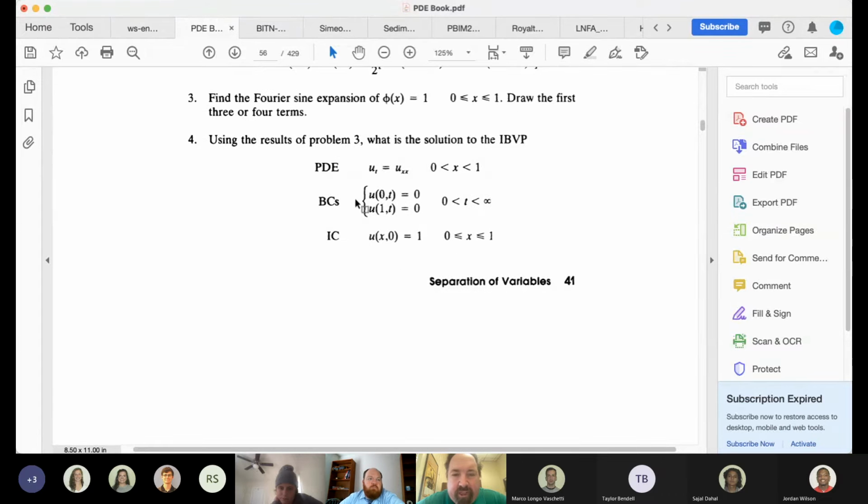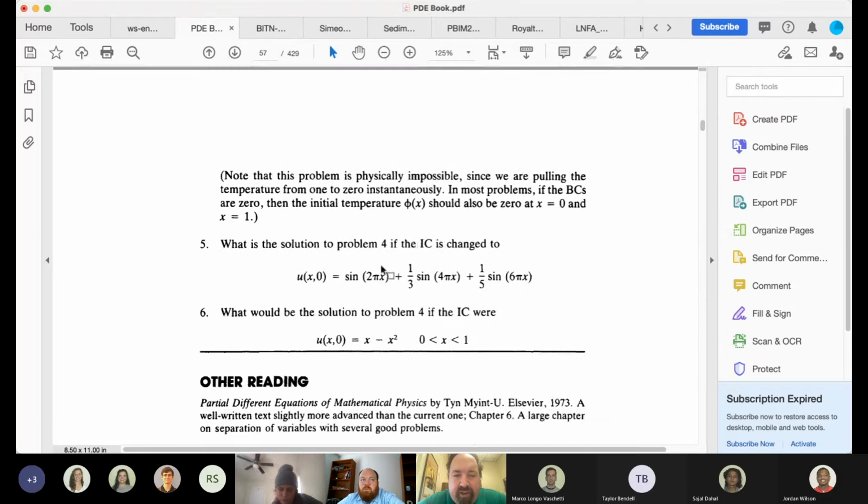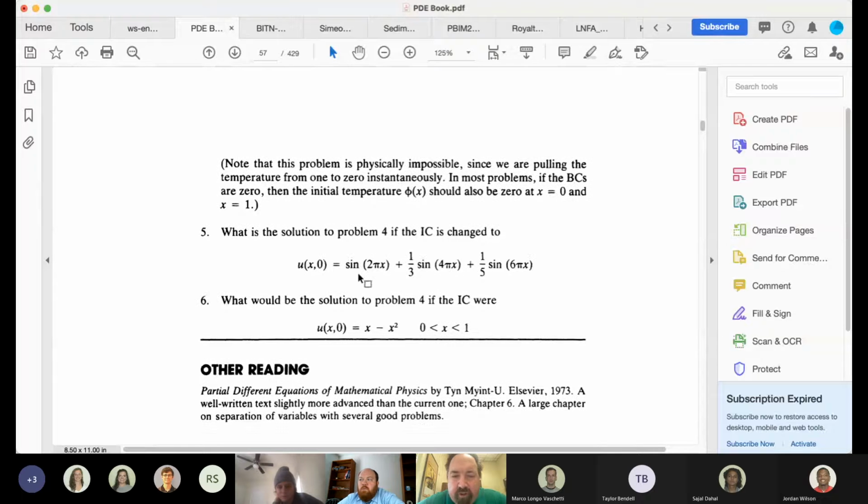Now, if you look at the boundary conditions here, the solution U is set to be 0 at the boundary points. So your solution is a linear combination of these functions, sine n pi x, that we've seen in certain examples. Now, in problem 5, your initial data is already a linear combination of functions of that form, sine n pi x, for n equals 2, 4, and 6.